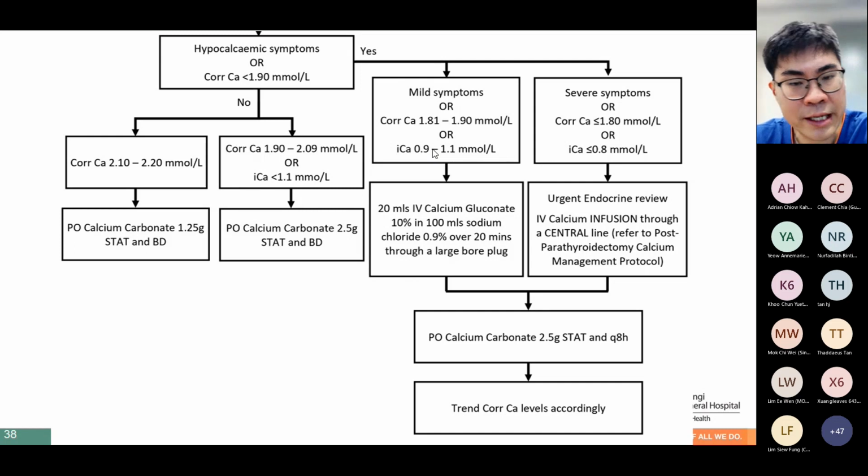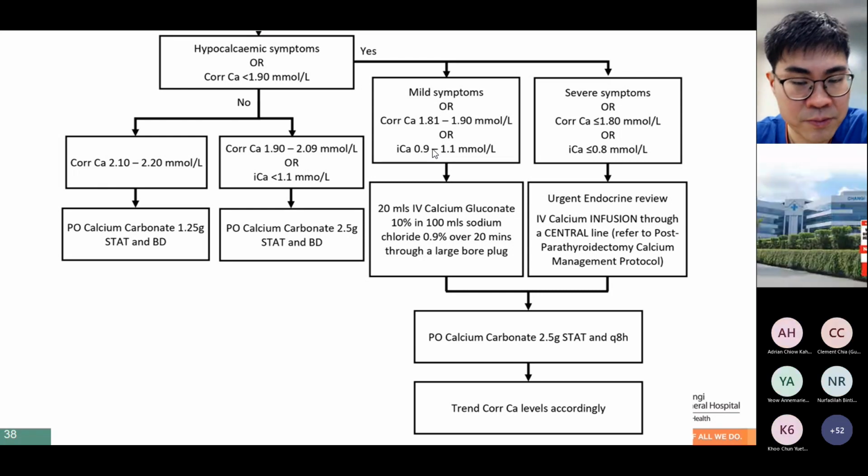Again, as we said, we like to work with all our colleagues. So if patients have severe symptoms or very severe hypocalcemia, we will get endocrine colleagues involved. We actually do have another set of protocol which we created in the past to guide IV calcium infusion. So this is a continuous infusion, but to keep this concise, we did not include a table with this set of workflow.